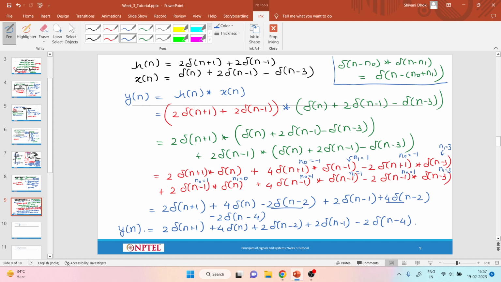Madam, we can also do it in another way, no? Graphically, we can plot h1 and x, then do. Yes. Actually, I wanted to show this property. This one I wanted to show.